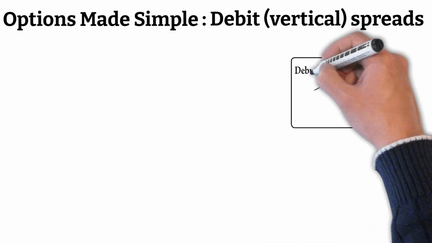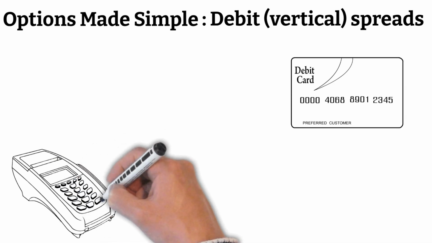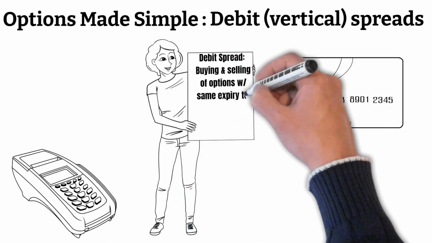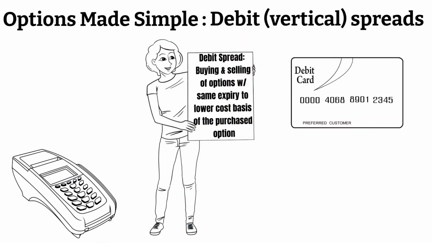Today we're going to go over debit spreads, which are also known as vertical spreads. A vertical spread involves the buying and selling of options, which usually gives a trader the advantage of lowering the cost basis for their options that they purchased. There are many ways that spreads can be implemented to your advantage, so in this video we're going to go over the advantages or disadvantages of spreads and give a few examples of scenarios you would want to use them in.